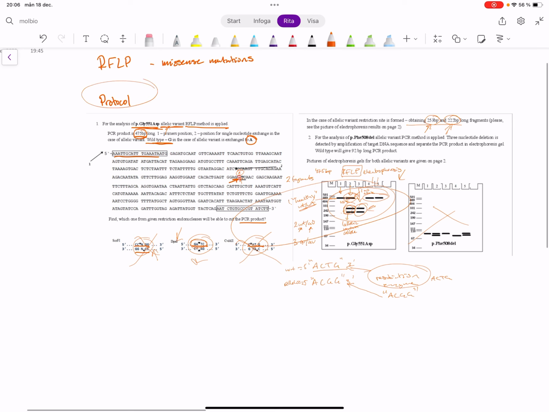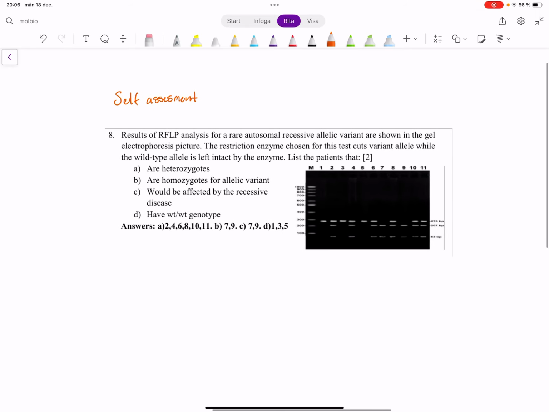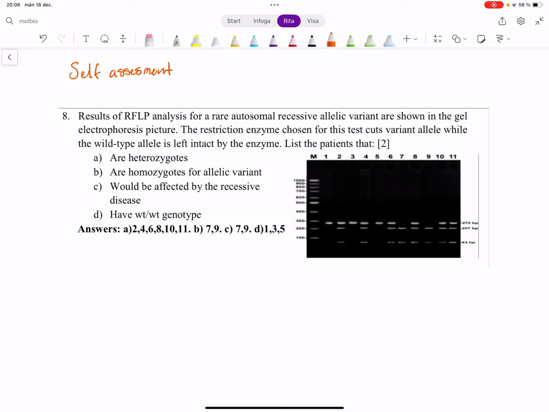So this is the kind of exercise that we got on the protocol. There's another exercise on the self-assessment questions from lecture 12. Results of RFLP analysis for a rare autosomal recessive allelic variant are shown in the gel electrophoresis picture. The restriction enzyme chosen for this test cuts the variant allele, while the wild type allele is left intact by the enzyme. List the patients that are heterozygotes.